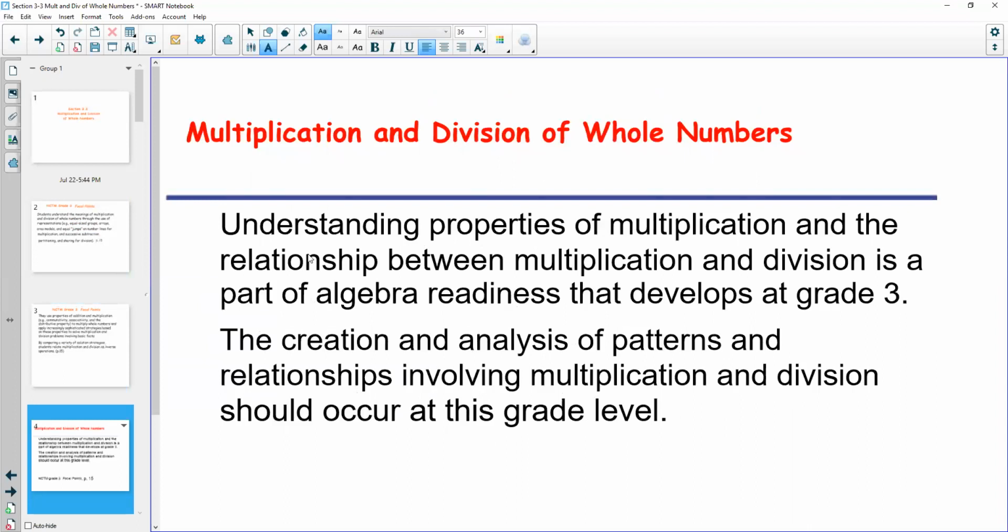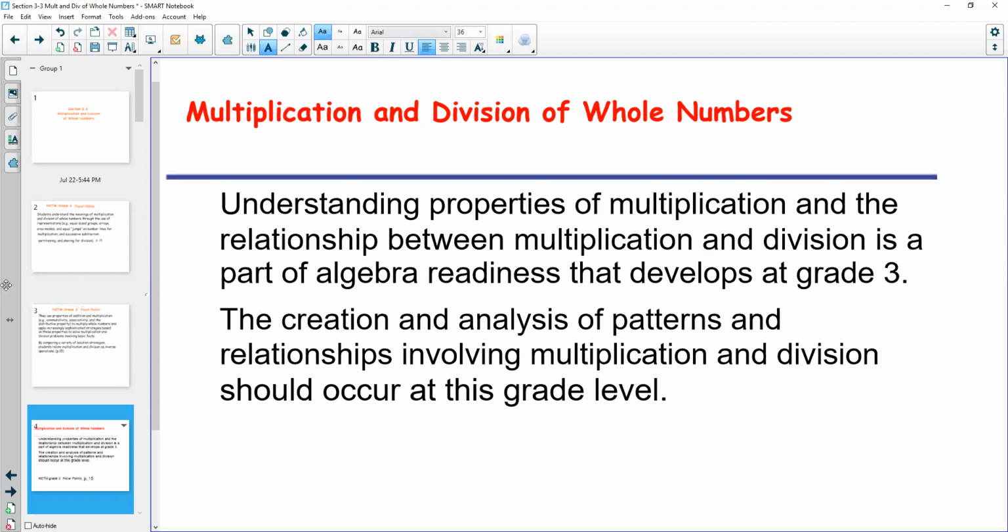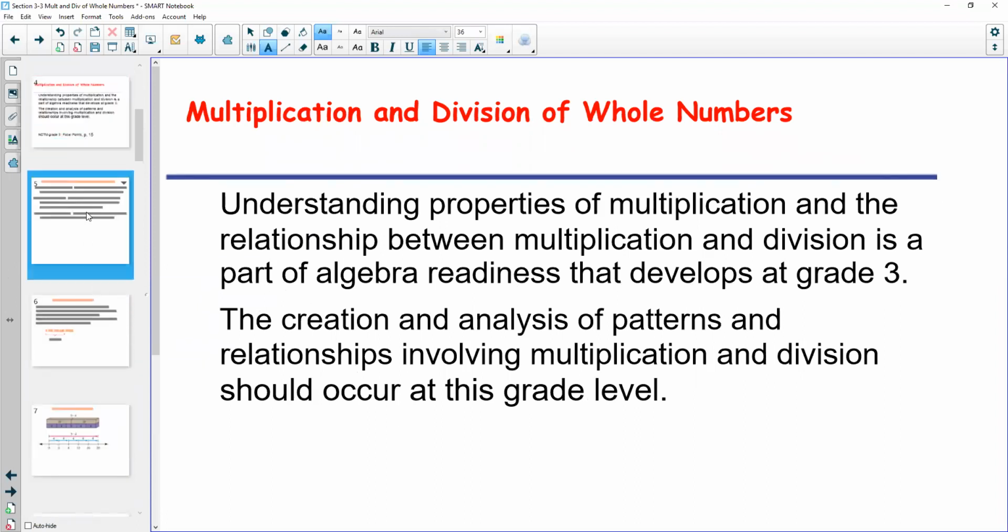And we have to also think about how this is an algebra readiness skill. The idea that multiplication and division are an inverse relationship, much like addition and subtraction are, is about eventually using those skills to do things in algebra. This is preparing them for later math. Yes, you're always going to need to multiply and divide, but you're also going to use that skill set to do other things. All right, moving slides.